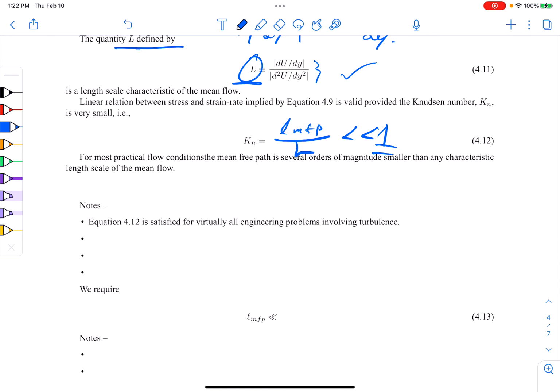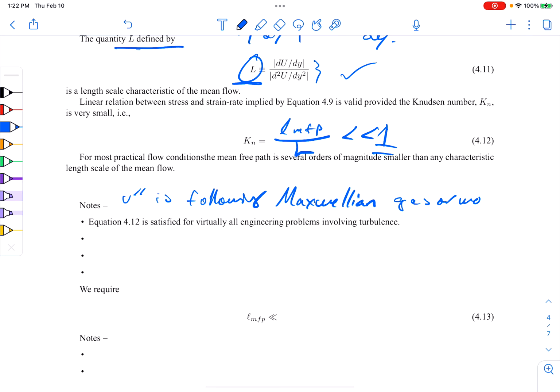A few quick notes about all these equations. We also need to assume that u double prime follows a Maxwellian gas or molecules. So this is a first major important thing. This is the second major important thing.